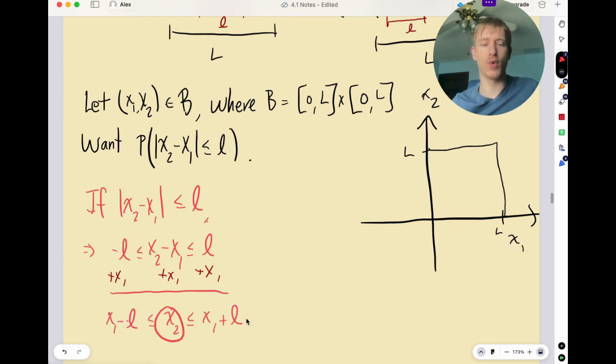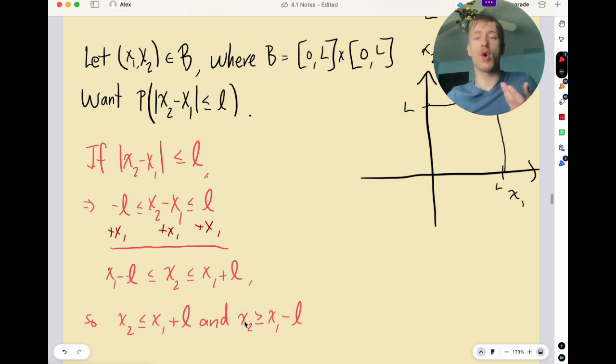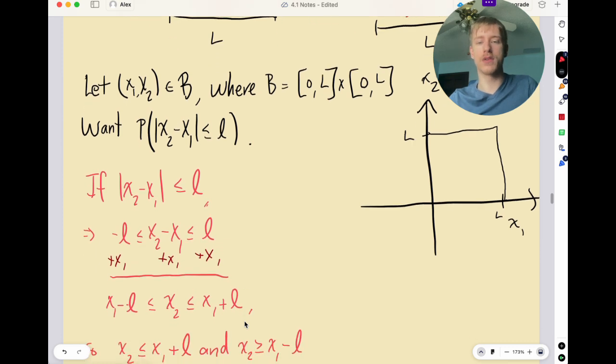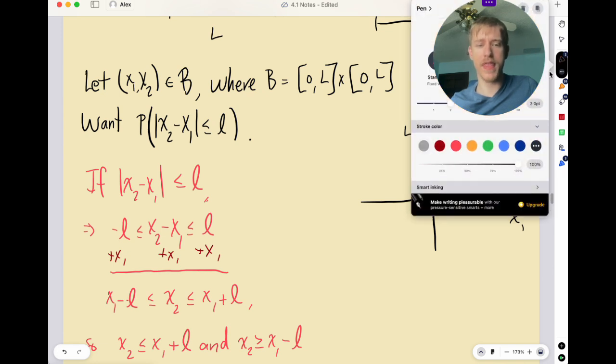Now, imagine that this was a y and that these were x's, and essentially you have inequalities to graph. The first one to graph is, x2 is less than or equal to x1 plus l. And you would also graph x2 is bigger than or equal to x1 minus l. And when you shade the regions, hopefully something should make sense. Okay, so let's go ahead and graph that up here. So the first condition is that x2 is less than or equal to x1 plus l.